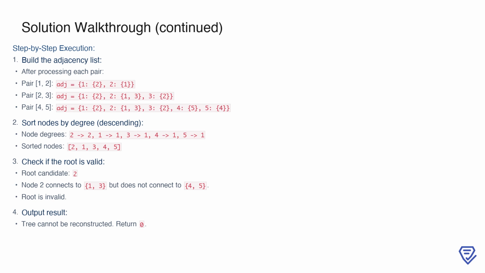Sorting nodes by degree, we find node 2 has the highest degree of 2, while nodes 1, 3, 4, and 5 each have a degree of 1. The sorted order is 2, 1, 3, 4, 5. Evaluating if node 2 can serve as the root, we see it connects to 1, 3, but does not connect to 4, 5. This breaks the requirement that the root must connect to all other nodes in the tree. Since no valid root exists, the structure cannot form a single connected tree. The result is 0, indicating that reconstruction is not possible.